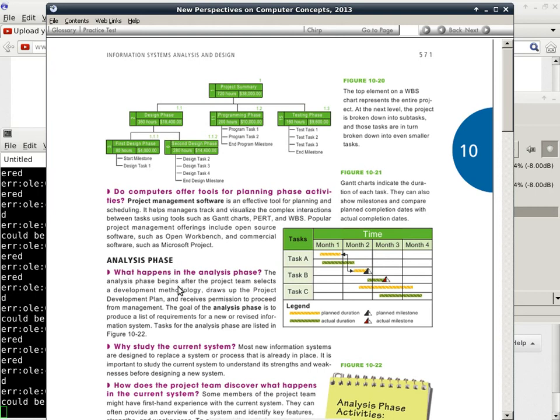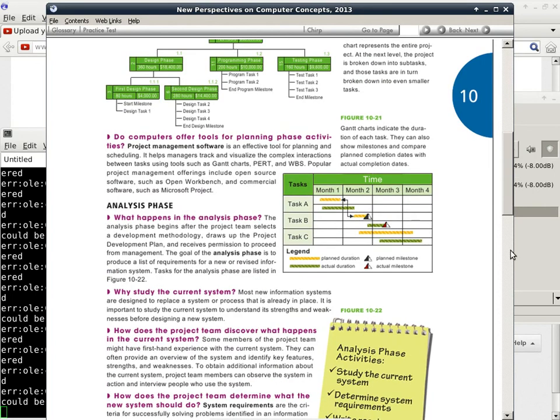So we are moving on to the analysis phase. The analysis phase will begin after the project selects a development methodology, draws the project development plan, and receives permission to proceed from management. So all the good stuff with paperwork.